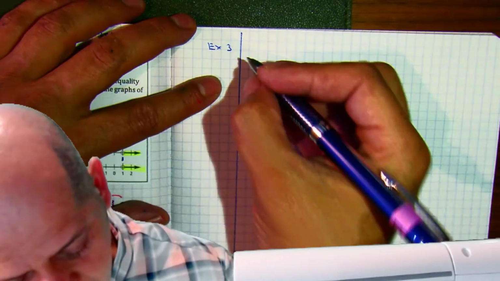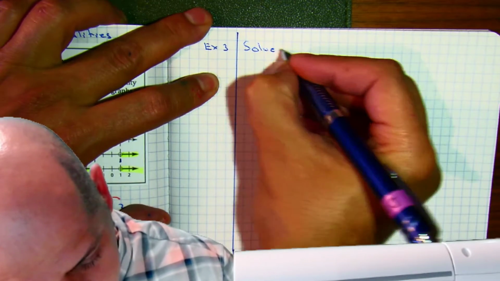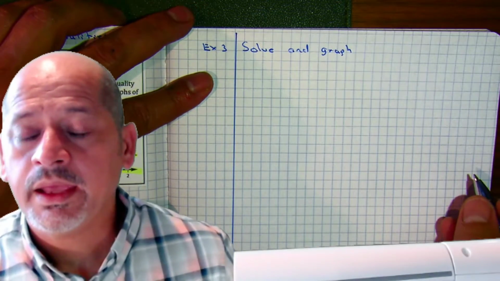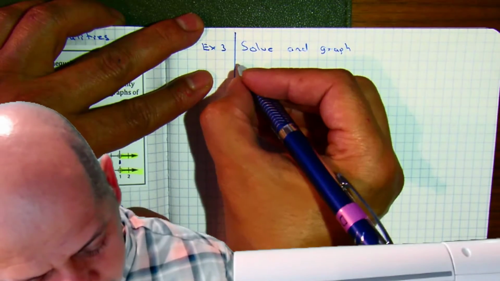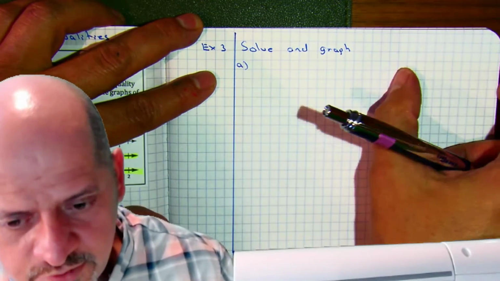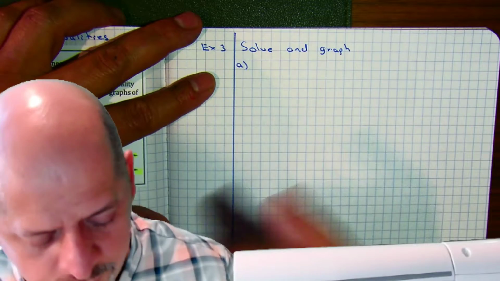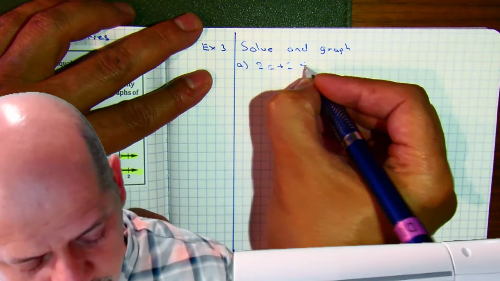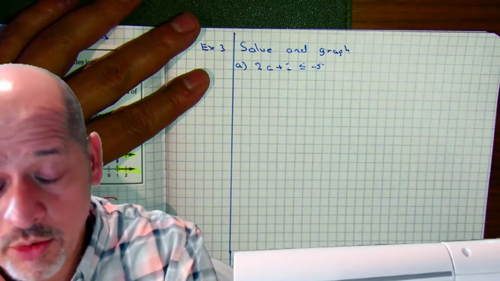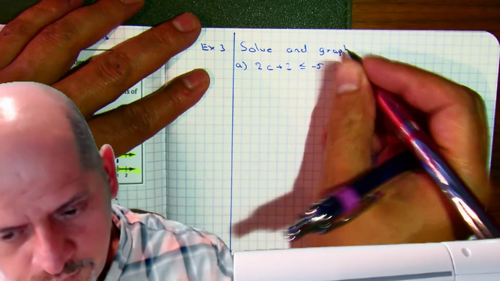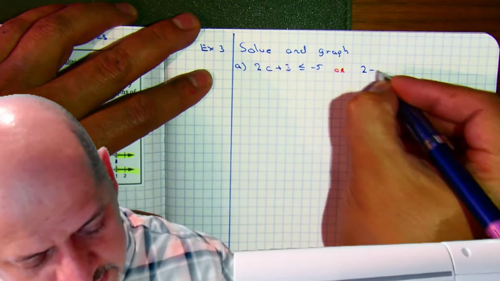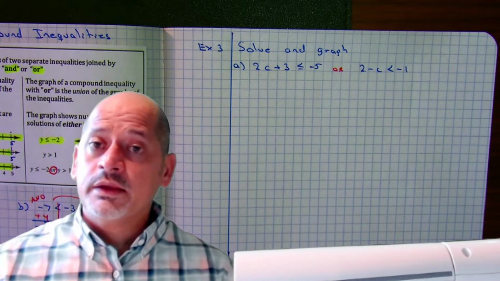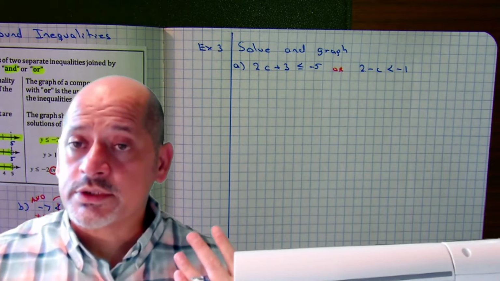Solve and graph. And we have A and B. See if we can fit them next to each other. If not, we can do it underneath. We have enough space. You have 2c plus 3 is less than or equal to -5, or 2 minus c is less than -1. Go ahead and solve it. See what you get, and then we can compare our answers.